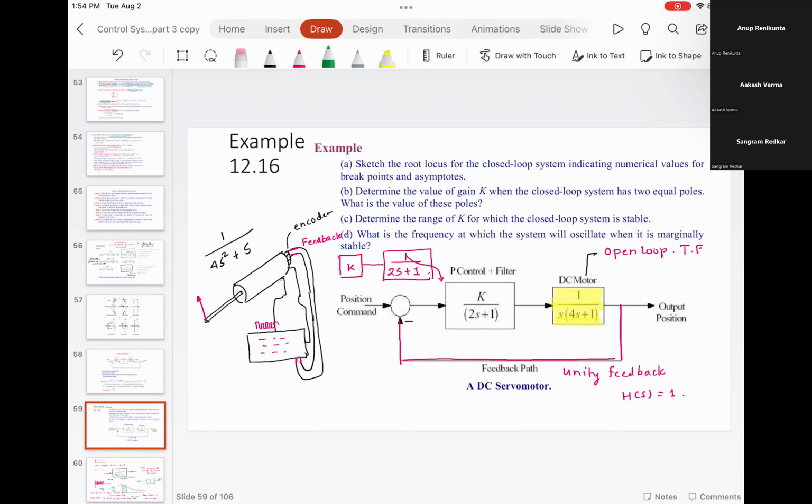So now what we need to do is, first, sketch the root locus for the closed loop system; determine the value of gain when the closed loop system has 2 equal poles; determine the range of K for which the closed loop system is stable; and finally, find out the frequency at which the system would oscillate when it's marginally stable.